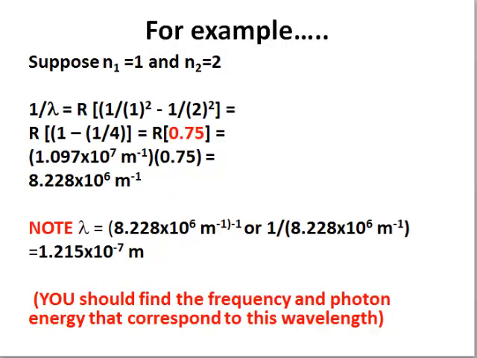Here's an illustration. Suppose n1 is 1 and n2 is 2. Like I say, just pick 1 and 2. Make n2 equal to 2 because we want that number to be greater. Then 1 over lambda is R times 1 over 1 squared minus 1 over 2 squared, which is R times 1 minus 1/4, or R times 3/4, 0.75.